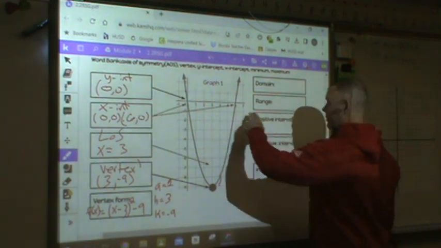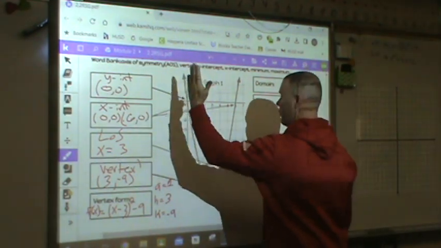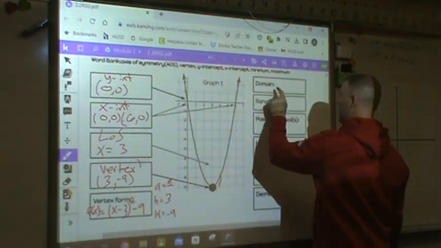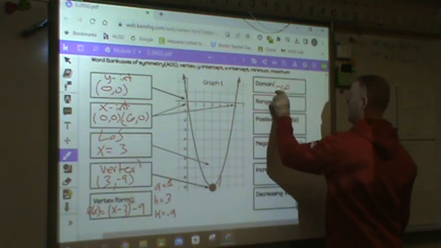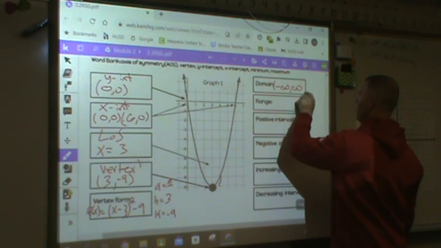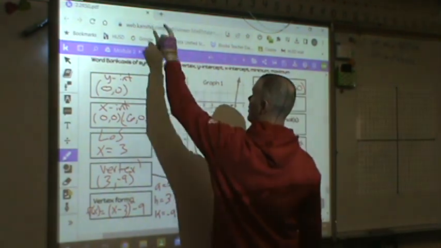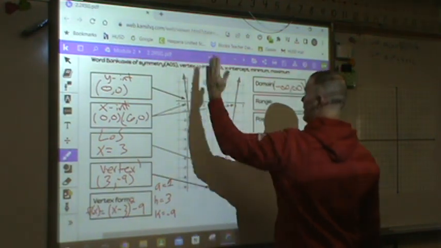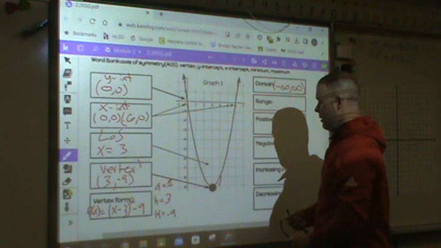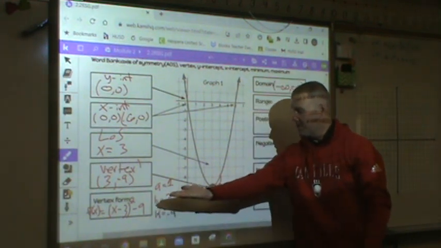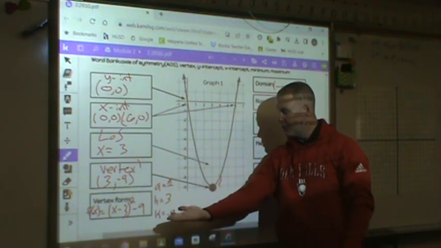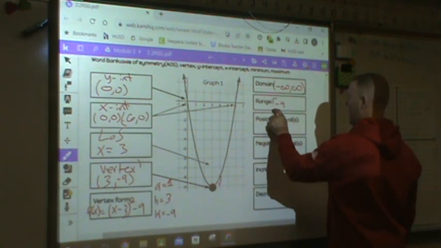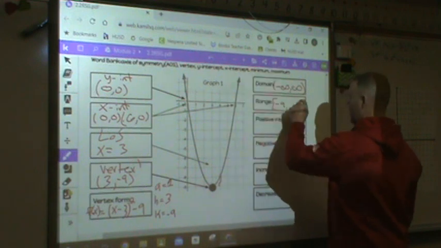Domain and range. Domain and range are x values. Domain is x values. So that vertical line along my function here, my domain, is going to be -infinity to +infinity. Right? Where does it start? Well, it goes up and continues to go left, comes down, goes back up, continues to go right. So -infinity, +infinity. My range is always going to be my y values. Where does my horizontal line first start to touch it? It starts at -9, which would actually be a bracket, and then it goes up to infinity.